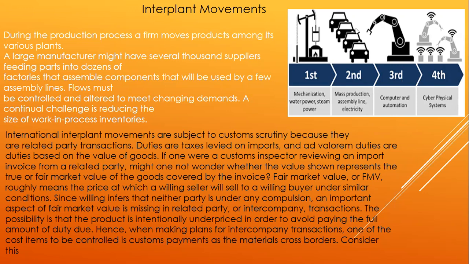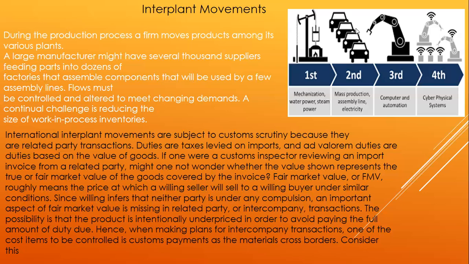If you see on the screen: mechanization, water power, steam power, second, mass production, assembly line, computer and automation, cyber-physical system. These are based on the diagram. So what can we transfer? When your company is growing day by day, your entire equipment can be transferred from one location to another, so that during the process of production, a firm moves product among its various plants.